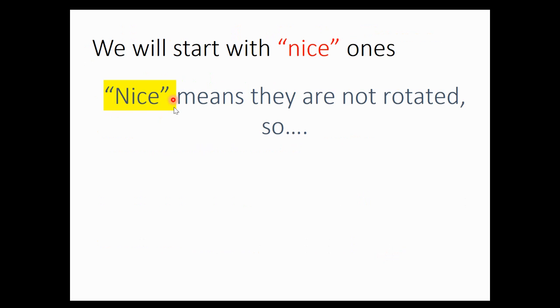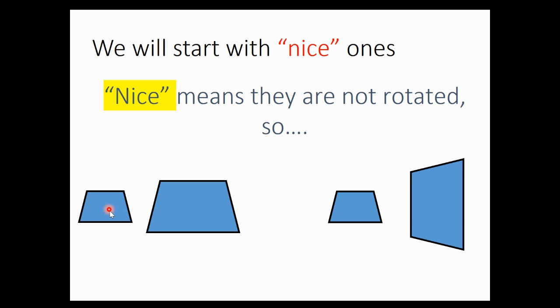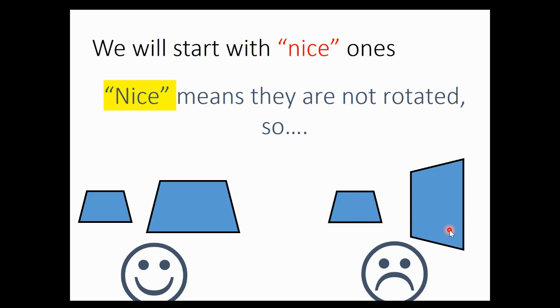So we're going to start off with nice shapes, which means they have not been rotated yet. So these are nice shapes on the left. They are the same shape, but one is bigger than the other. These are also similar figures, but if you notice, we've taken our little one, we've made it bigger, and we've turned it on its side. So we call those not nice. We're going to start off with the nice shapes just so we can understand how to solve these.